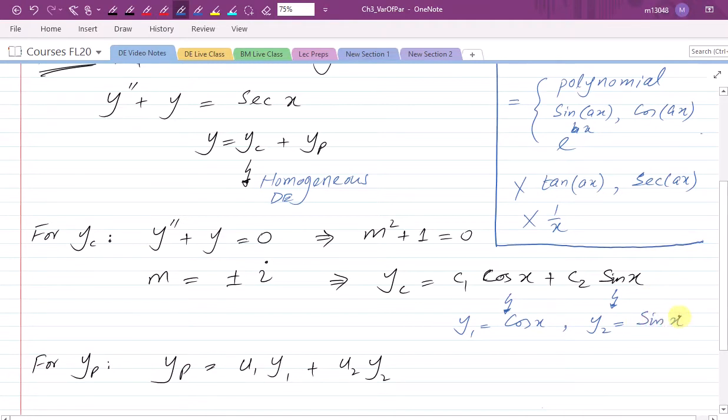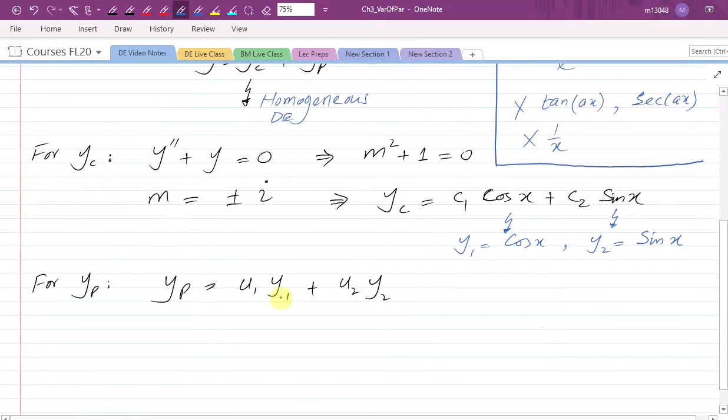If it was a third order equation, then there would be a y3 as well, and we would write yp equals u1 y1 plus u2 y2 plus u3 y3. But because this is a second order equation, it has two solutions, so we start with u1 y1 plus u2 y2. In this expression, we already know y1 and y2 from our yc, but we don't know u1 and u2. We have to find u1 and u2.